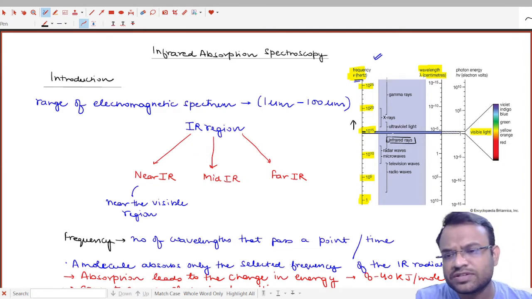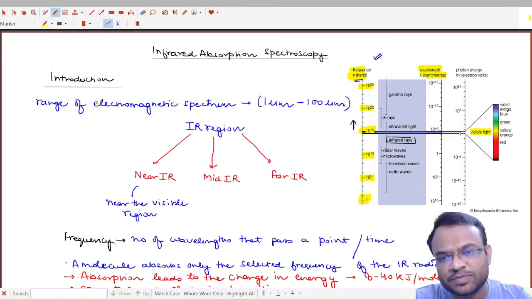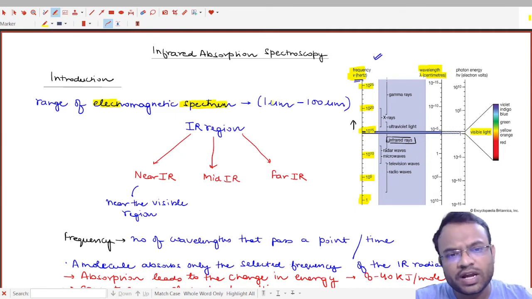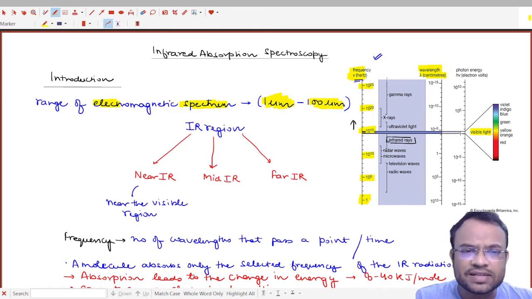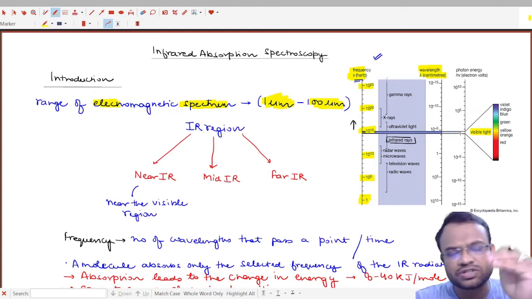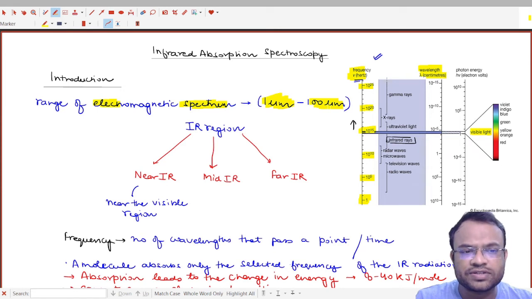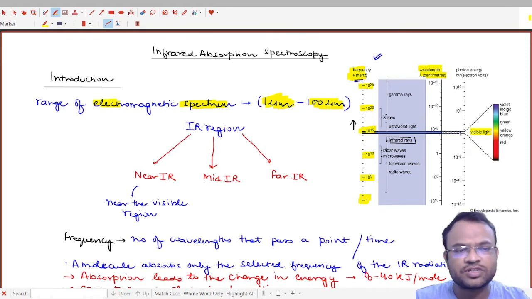That means we can define the electromagnetic spectrum for the infrared region to be around 1 micrometer to 100 micrometers. Understand that this value actually varies from book to book, so you do not need to be specific about the values. You just need to understand the position of these radiations with respect to the other different types of radiations on the electromagnetic radiation spectrum.